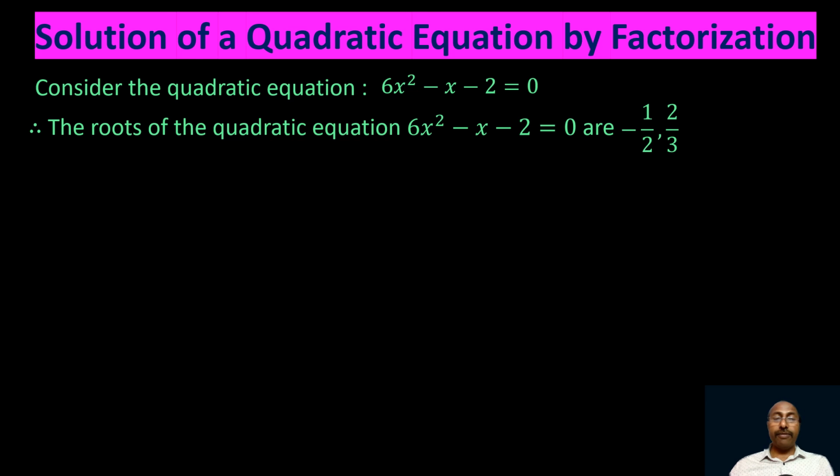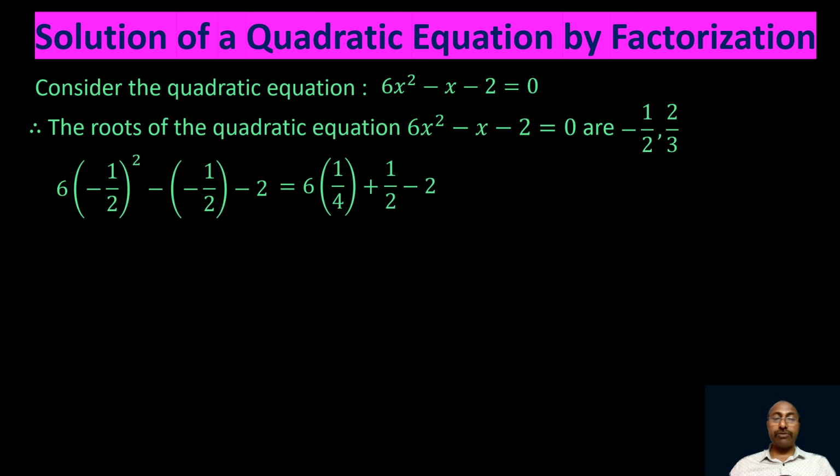So let us substitute x equal to minus 1 by 2 on the left hand side. So the value we get is 6 into minus 1 by 2 whole square minus of minus 1 by 2 minus 2. And minus 1 by 2 whole square is 1 by 4. And minus of minus 1 by 2 is plus 1 by 2 minus 2. That is, we get 6 into 1 by 4 plus 1 by 2 minus 2. And we can divide both 6 and 4 by 2. That is 2 3s are 6 and 2 2s are 4. So we get 3 by 2 plus 1 by 2 minus 2.